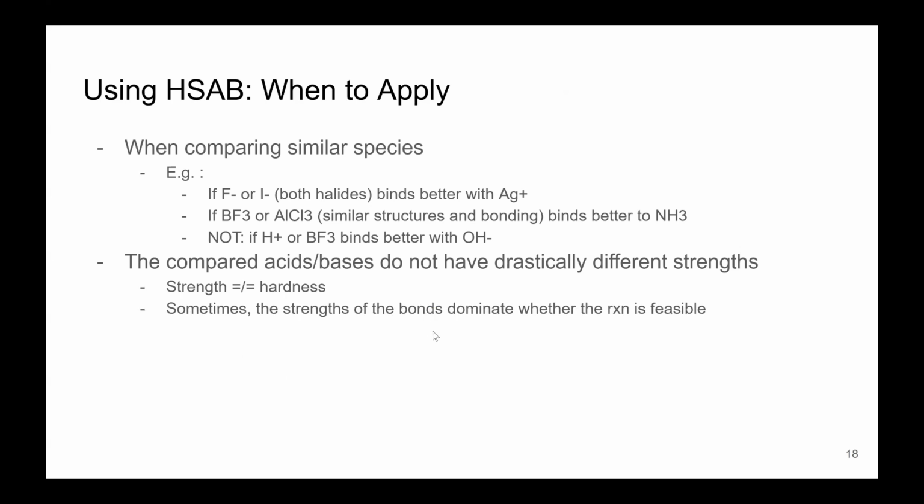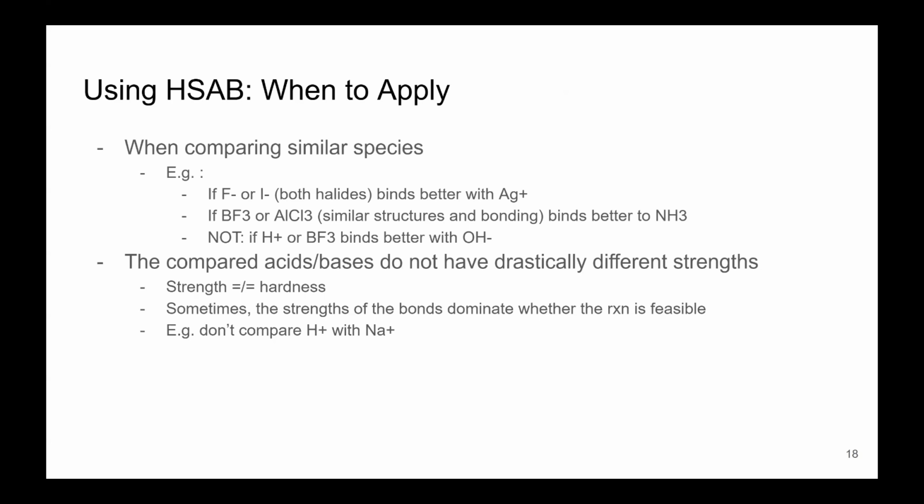So, for example, sometimes the strength of the bonds dominates whether a reaction is feasible. Compare H plus with Na plus. Even though they might both be hard, they're just very different from each other because they form bonds very differently. Na plus forms a lot of, for example, when you consider NaCl and HCl, you can't really compare between these two using HSAB.